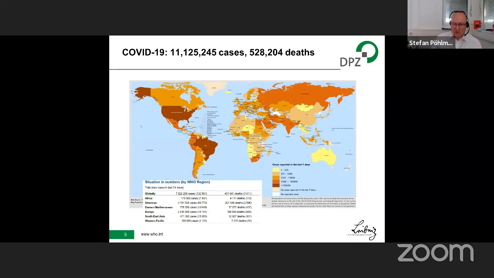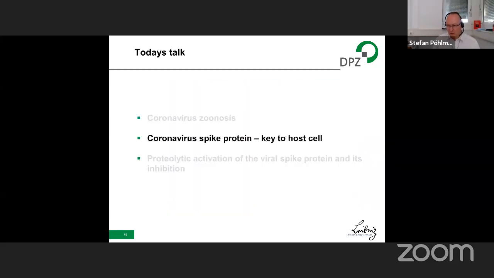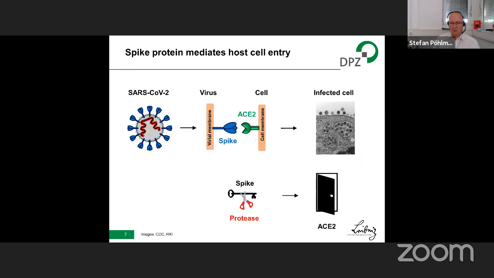And I don't have to say much here. The pandemic is associated with horrific numbers and has dramatic medical, social, and economic consequences. So let's look in more detail at the virus that causes the pandemic, specifically at the coronavirus spike protein.